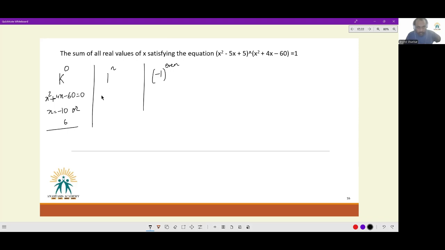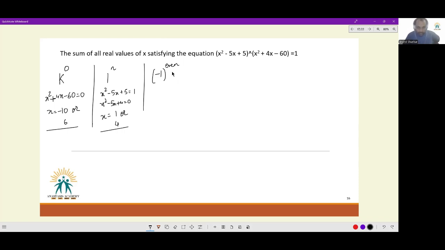Then from here, we will get x square minus 5x plus 5 is equal to 1. The base has to be equal to 1. Then whatever power it is raised to, it will return only 1. Comes over to this side, I get x square minus 5x plus 4 is equal to 0. This gets us two possible values of x, 1 or 4. This is also perfectly all right.